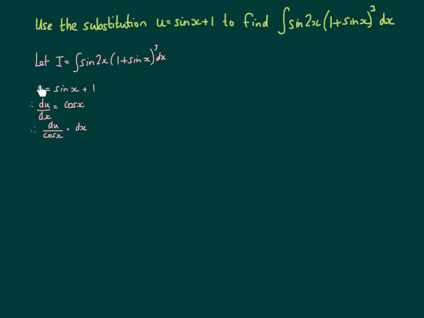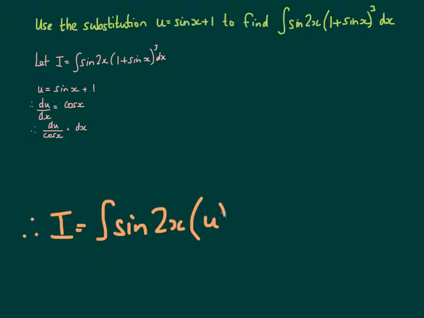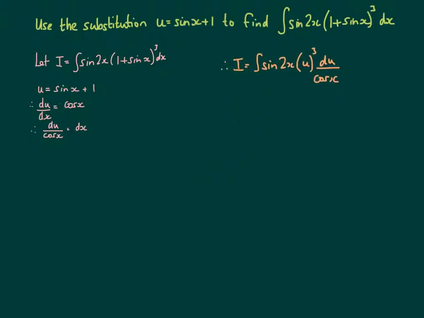All right. So the thing that's caused us an issue is the sine 2x term. Because there's nothing I can do to substitute in for that at the moment. So we leave that for now. So let's just change our integral to what we've got so far. So we keep the sine 2x, we can change 1 plus sine x to the power 3 into u to the power 3, and we can change the dx into du over cos x.